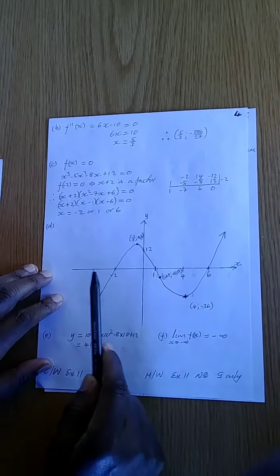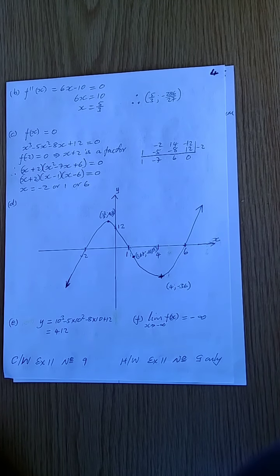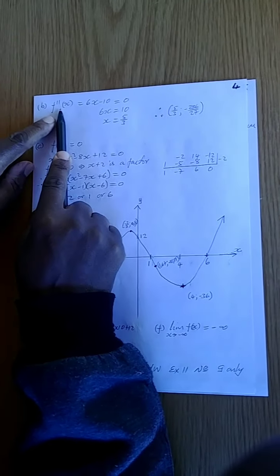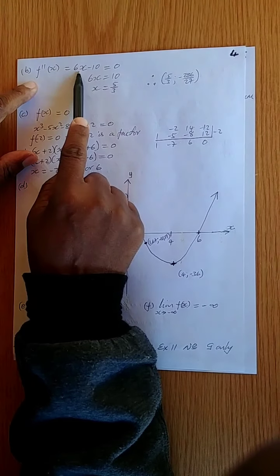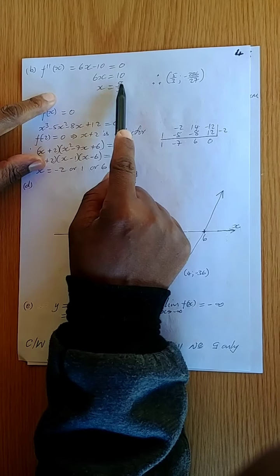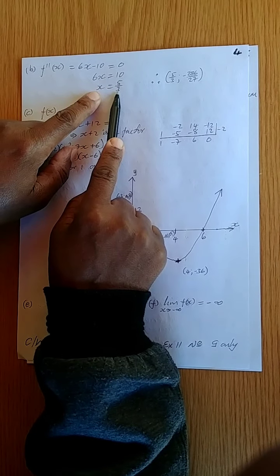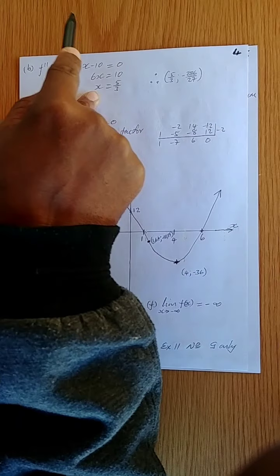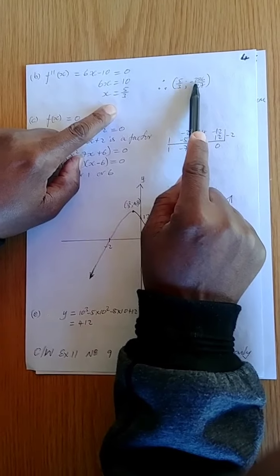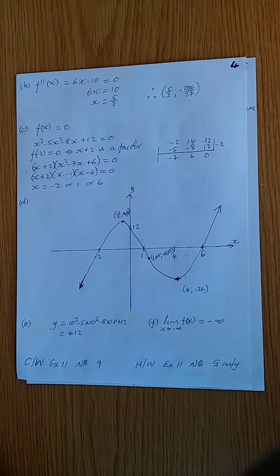Then now part B is saying determine the points of inflection. When getting the points of inflection, we derive f for the second time. So we are getting f dash dash of x, which is 6x minus 10 is equal to 0. We solve, we get our x is 5 over 3. And for the coordinates, we again substitute this, not in f dash dash, not in f dash, but in f of x. So we'll get minus 286 over 27. This is our point of inflection according to the question.